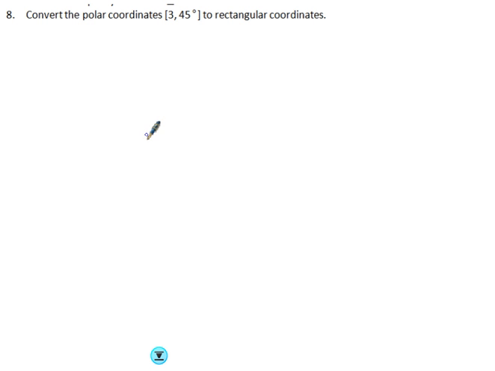Convert the polar coordinates to rectangular coordinates. The rule for conversion here: x is equal to r times the cosine of theta, and y is equal to the r value times the sine of theta. So that's the two conversion rules.